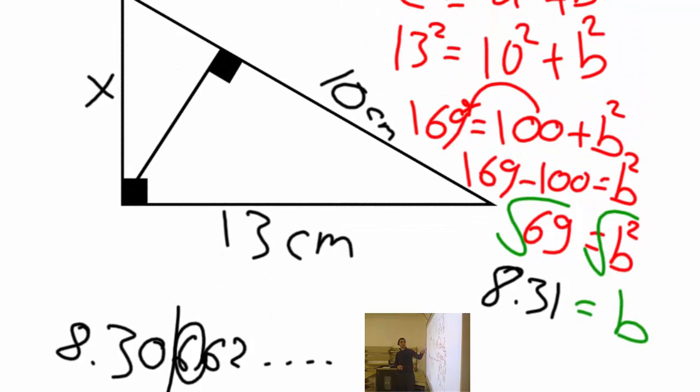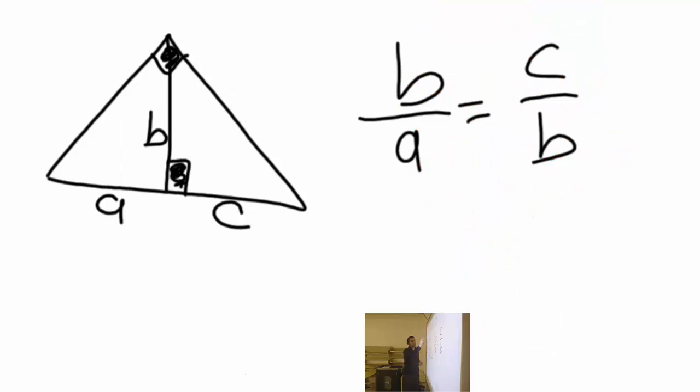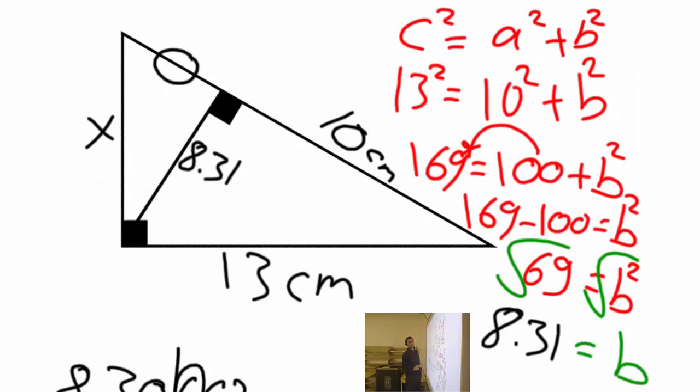So now I know the B. This is 8.31. So I just have to figure out this using right triangle ratio. So let's use that. This number will be on top. I don't understand this triangle. I'm going to change this question to the way I understand it.